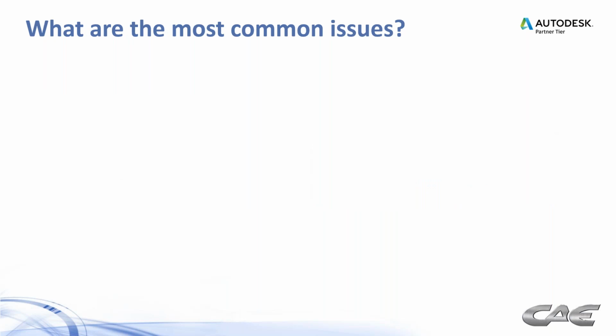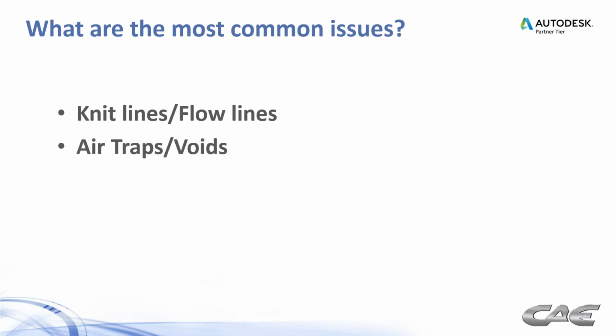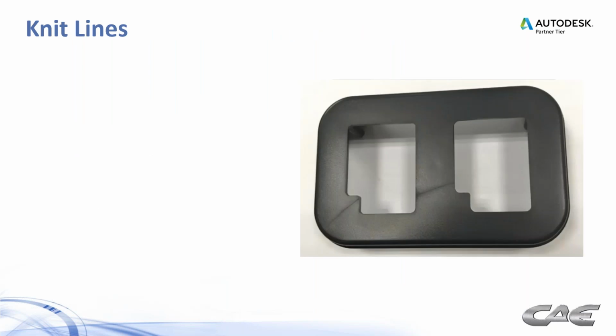So what are some of the most common issues? And this is not a comprehensive list. These are some of the most common ones. So knit lines and flow lines, of course, are probably the main one. Air traps and voids would be another one. Sink marks is a big one, and gate flush. Those are the four issues that I'm going to address today.